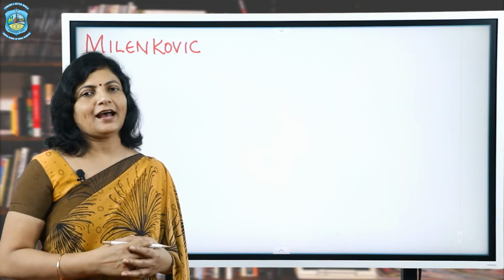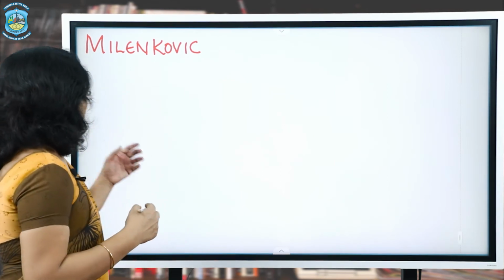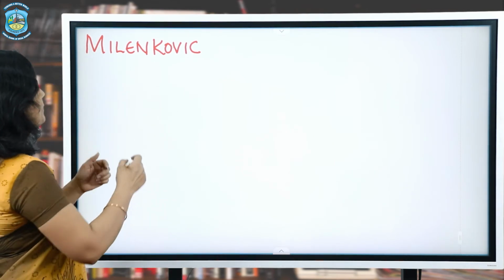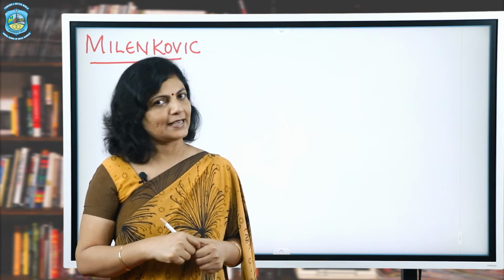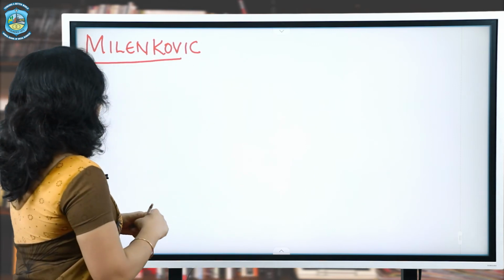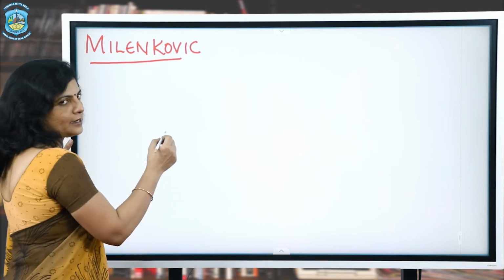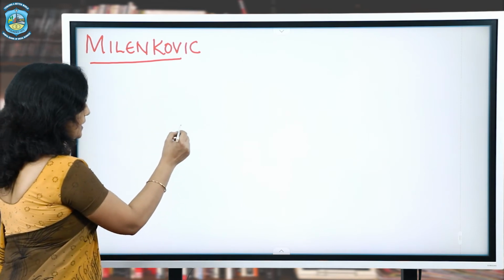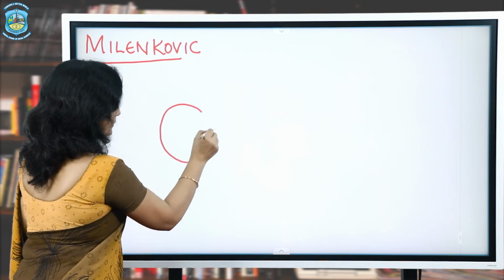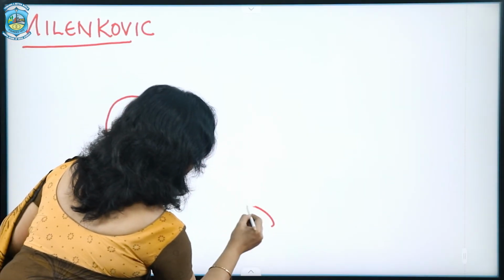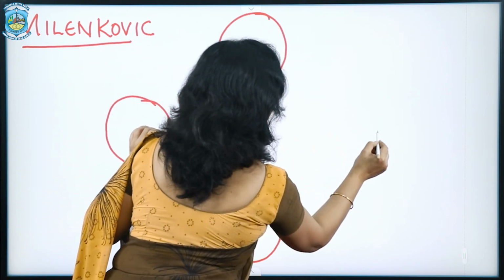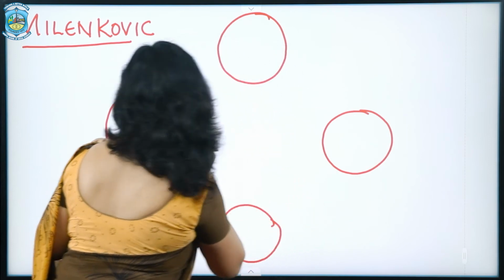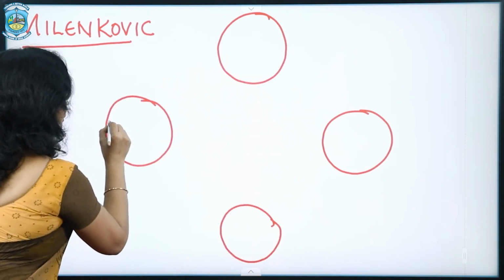Now, let us once again understand by a diagram that is given by the Professor Milenkovic in his book called Operating System, Its Concepts and Design. Milenkovic has explained the process transition states in 4 states. So, let me make 4 circles here. He has named the first state as dormant.